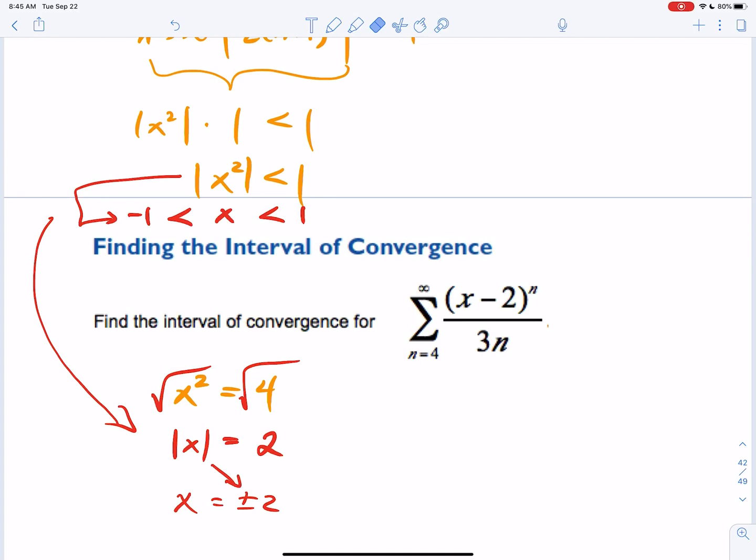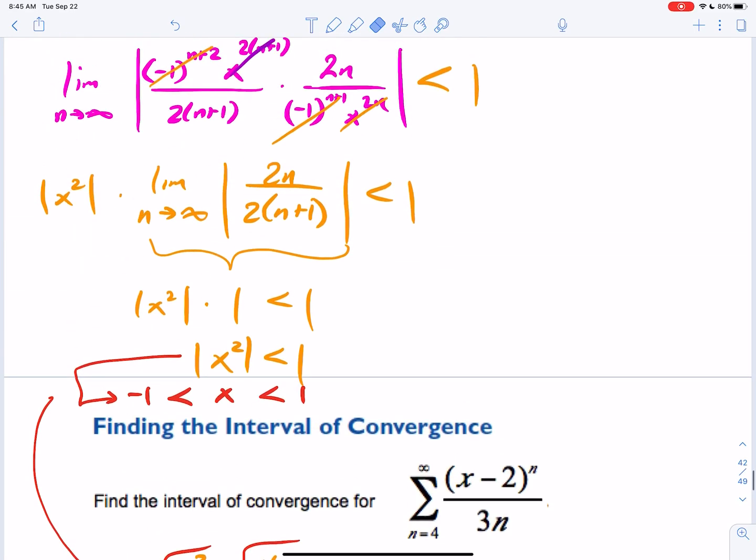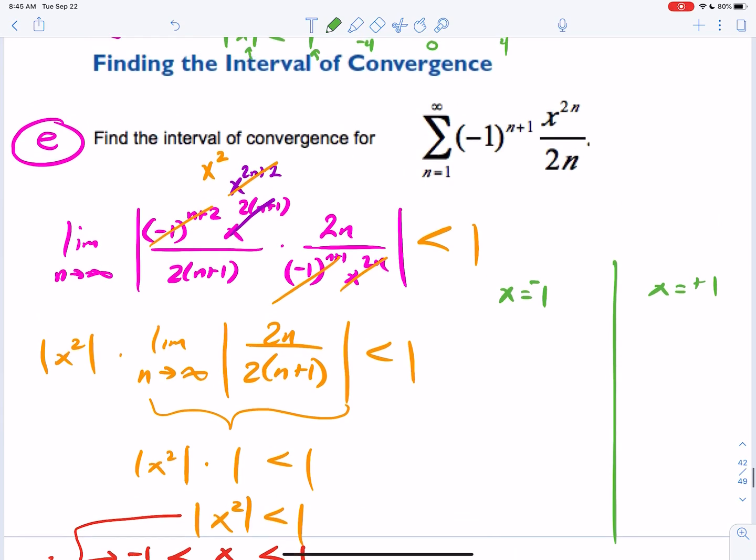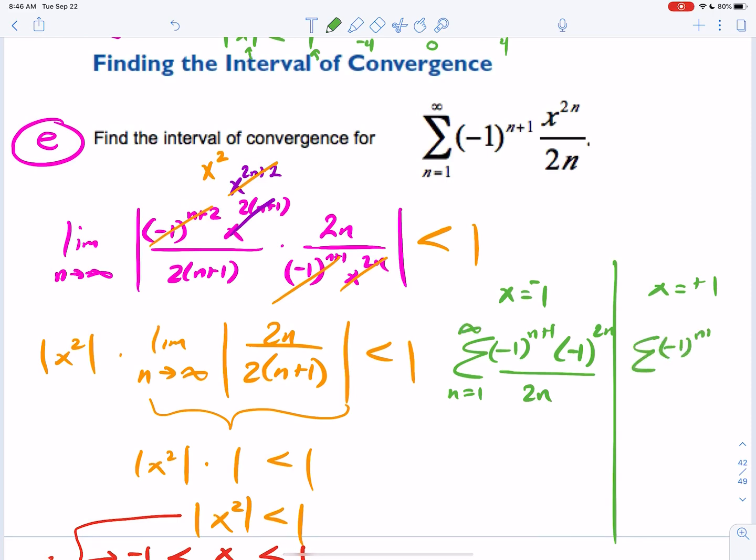Okay. So here's your interior. Okay. We're going from -1 to 1. We check our endpoints. x equals -1 and x equals +1. Okay. So here you should get -1 to the n plus 1 times x to the -2. Sorry, just kidding. Plugged in the wrong value. -1 to the 2n all over 2n. Okay, over here you're going to get -1 to the n plus 1, 1 to the 2n all over 2n.